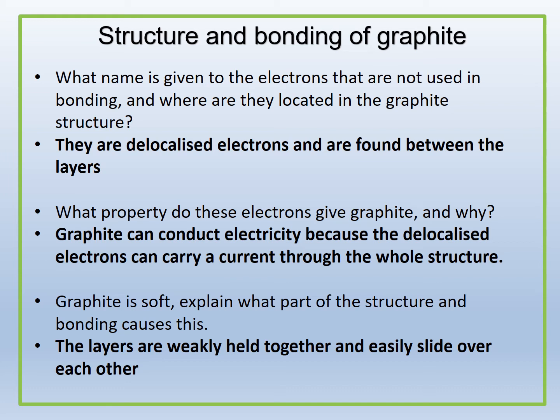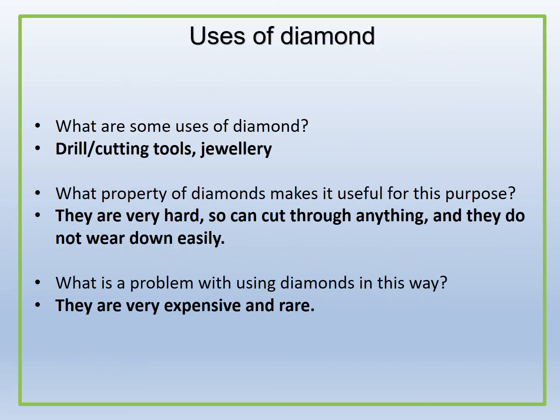Because of that, graphite can conduct electricity because those delocalized electrons can carry a charge or carry the current through the whole structure. I'm repeating this phrase about delocalized electrons carrying the charge through the structure. Those are key phrases examiners are going to be looking for. Graphite is what we describe as soft because the layers are weak and they will easily slide over each other.